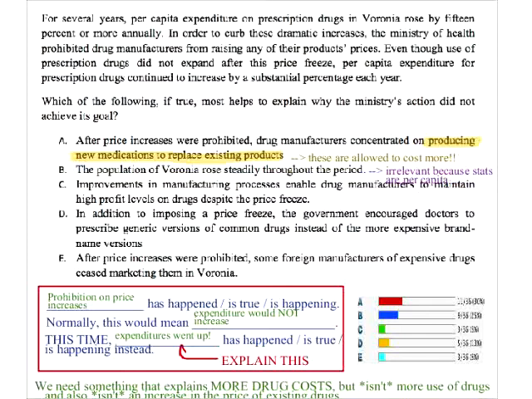We'll get to the questions in the text box in a second. Improvements in manufacturing processes enable drug manufacturers to maintain high profit levels. Well, profits don't have anything to do with how much people are spending. It's expenditure by consumers. So profits have nothing to do with that. Consumer expenditure.